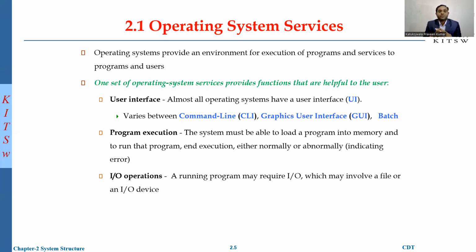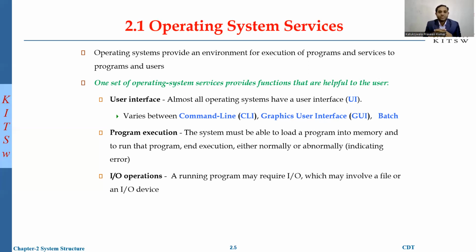The second one is program execution. The system must be able to load a program into memory and to run the program and end execution either normally or abnormally. For example, if it has some errors, then the abnormality has to be shown. That can be done by program execution. For example, whatever you are running, C, C++, Java, all the programs will be executed.